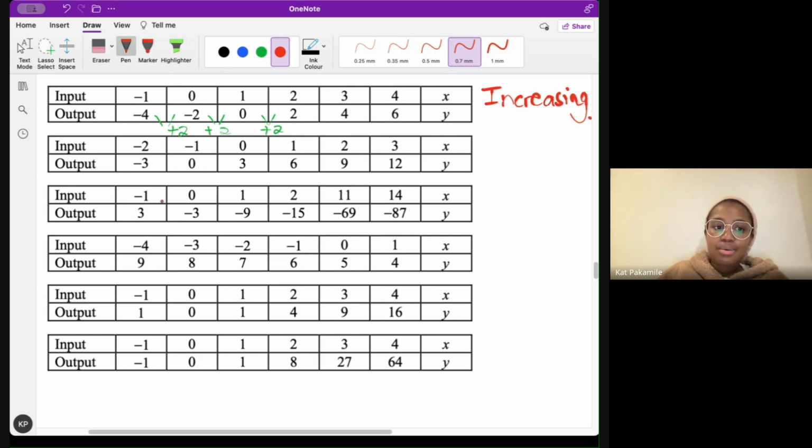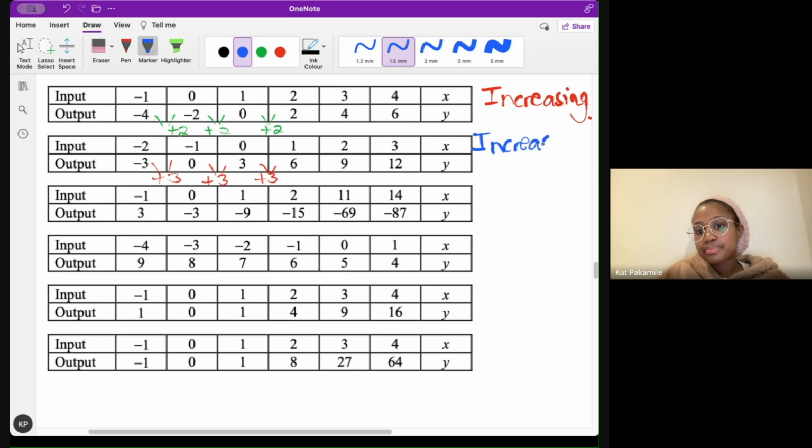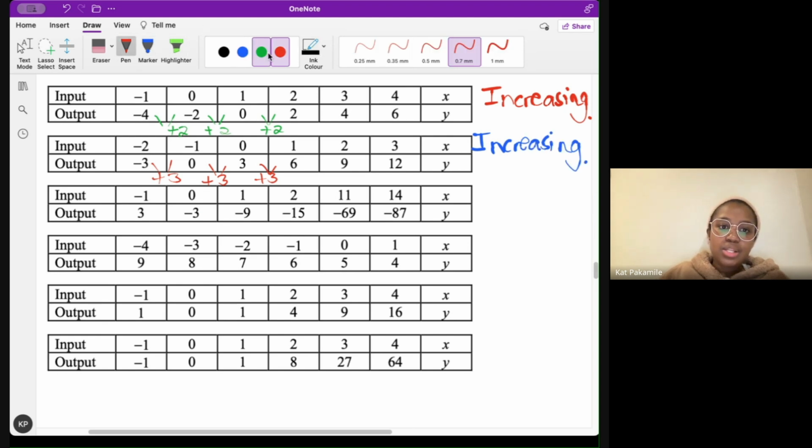Let's look at the second one. How do I get from negative 3 to 0? I added 3, and I was about to write 5 even though I said 3. 0 to 3, I'm adding 3 again. So what type of graph do we have over here? It's an increasing graph. Wonderful.